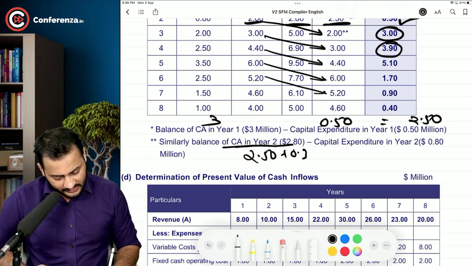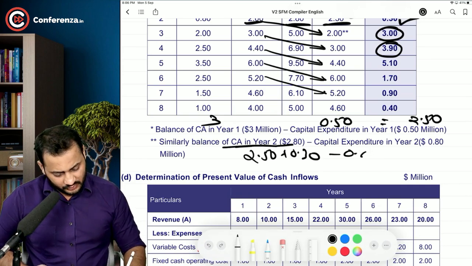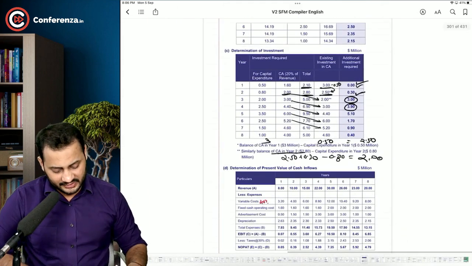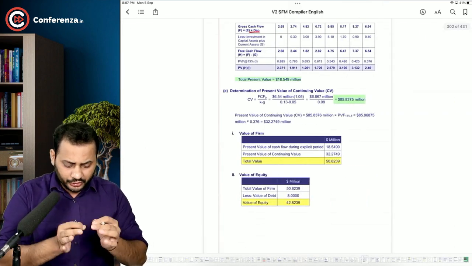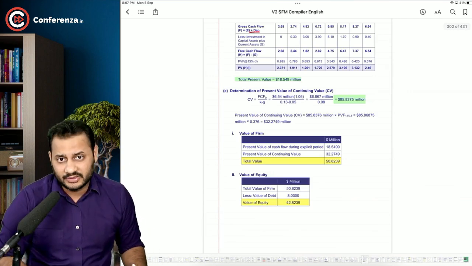2.5 plus 0.30 was funded and minus 0.80 was required. So 2 was the balance. For the first 2 years only, you need to understand this logic of using the current assets for the capital expenditure purposes also.